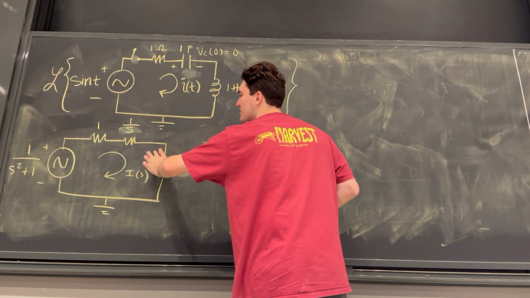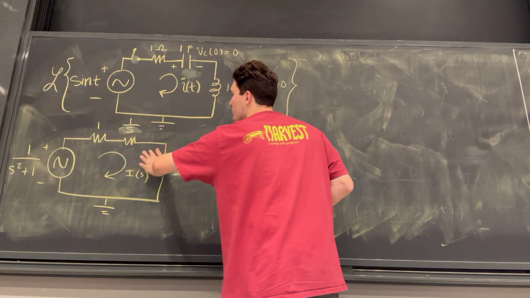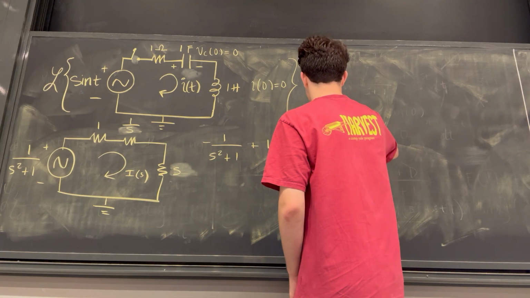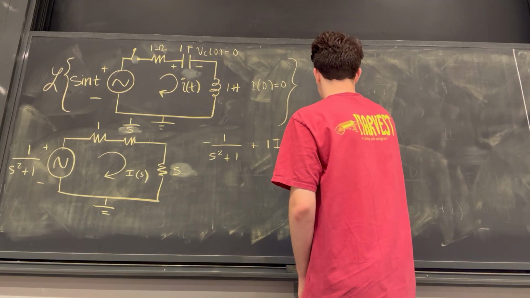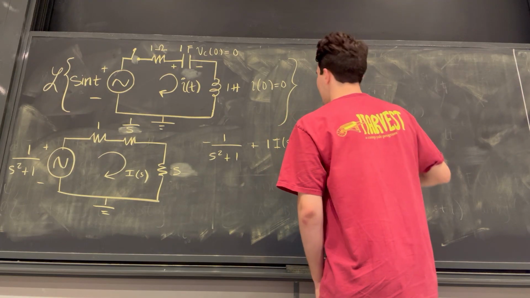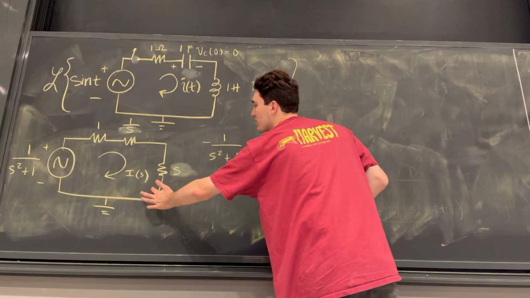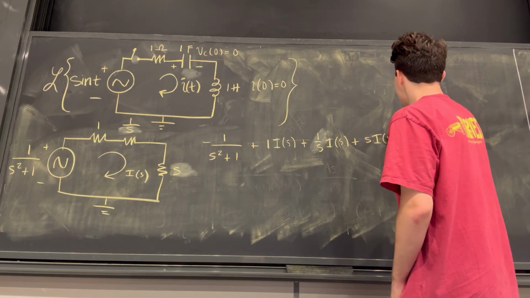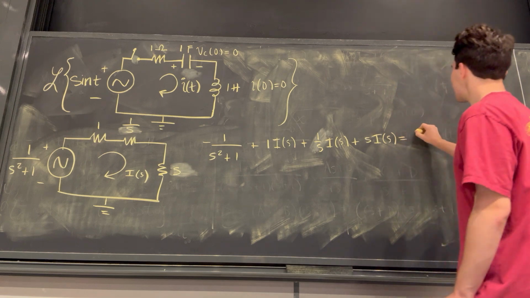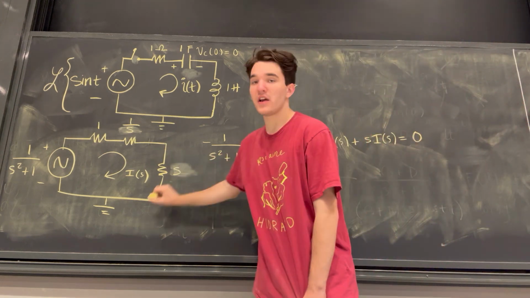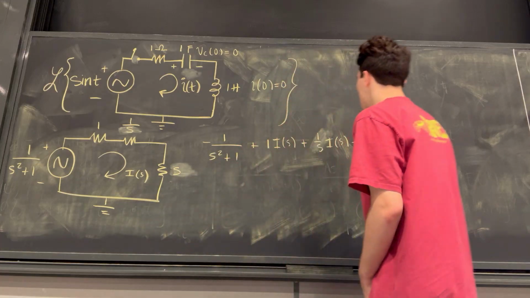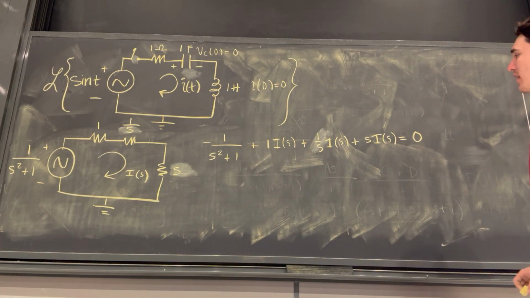We keep traversing through the loop. Through this one, it's going to be a voltage rise of 1 over S times I. And then we're going through this second resistor, which is going to be a voltage rise of this. And finally, this all has to equal 0 because we've closed the loop. We've gotten back to the node we started at, and the node we started at was ground. So boom, this is our equation.